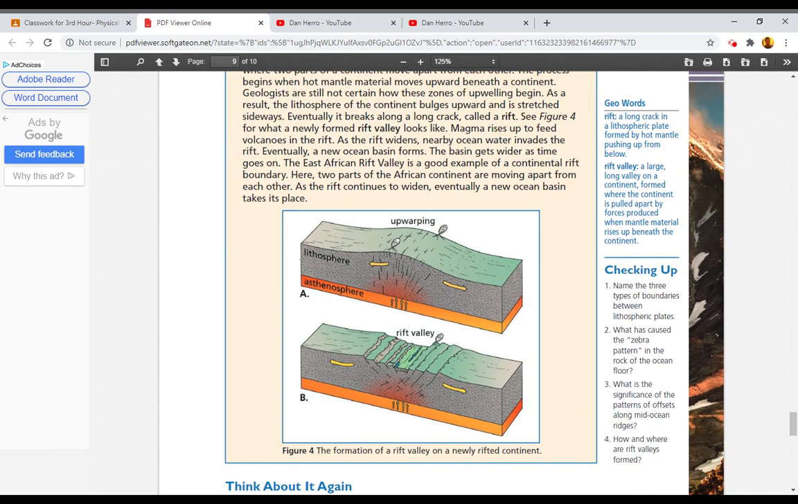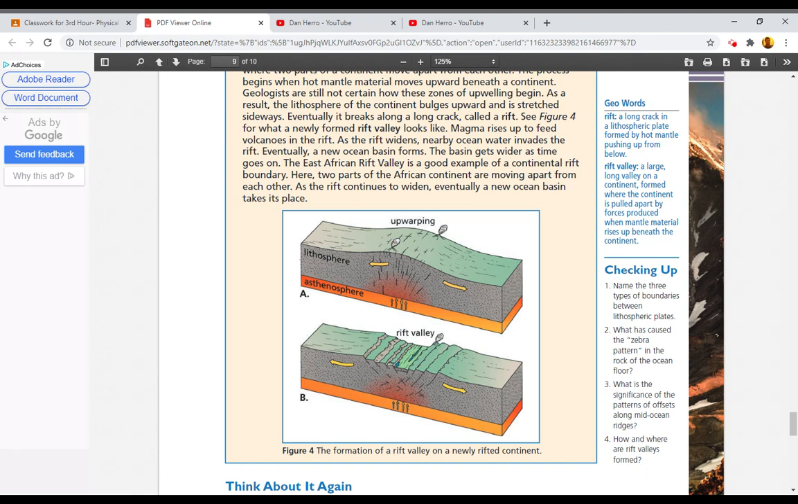See Figure 4 for what a newly formed rift valley looks like. And there's Figure 4. Magma rises up to feed volcanoes in the rift. As the rift widens, nearby ocean water invades the rift. Eventually, a new ocean basin forms. The basin gets wider as time goes on.